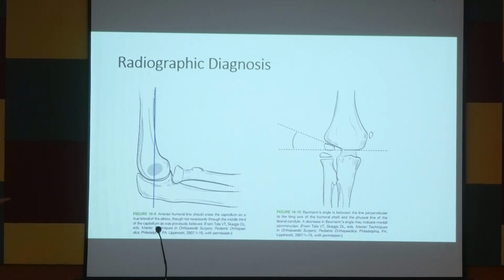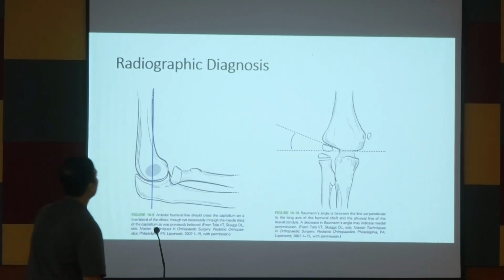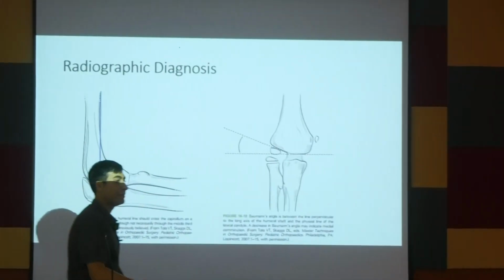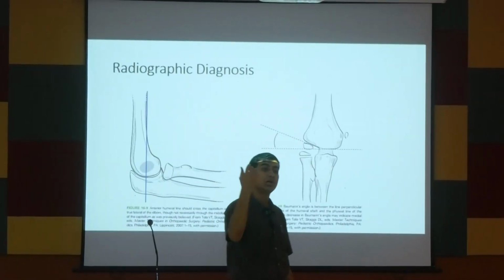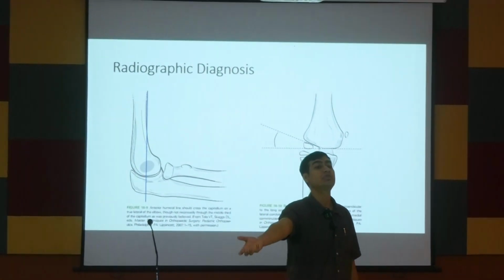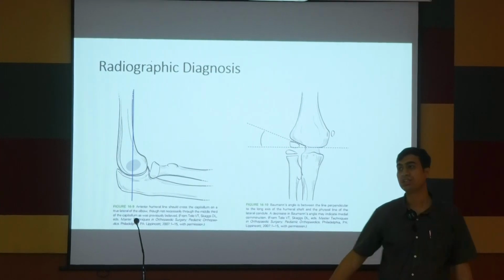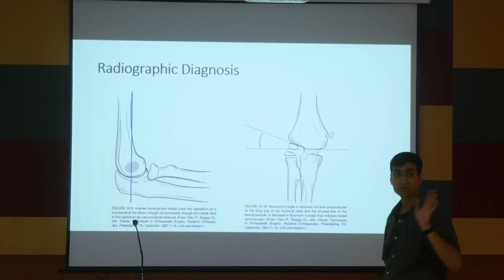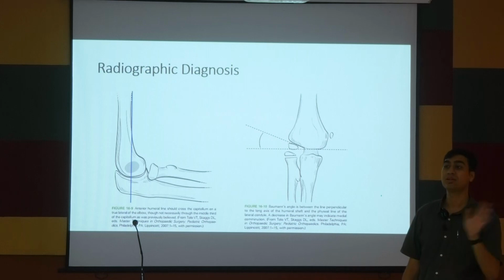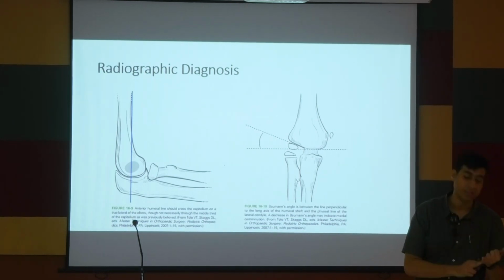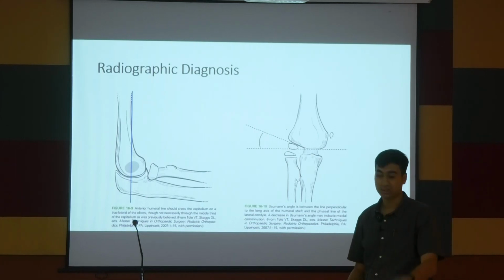If you are not correcting the Bowman's angle, it will lead to a gunstock deformity. And if you are not correcting the anterior humeral line capitulum axis, it will lead to a loss of flexion and a hyperextension deformity. So these two are important things that you need to see radiographically after reduction, whether you are planning for conservative management or operative fixation.